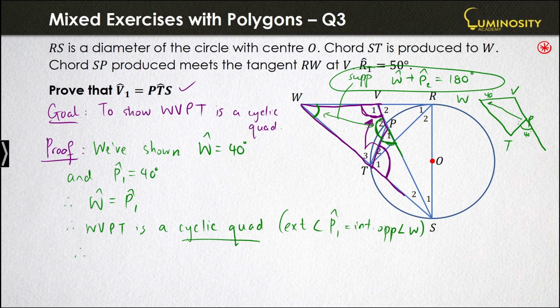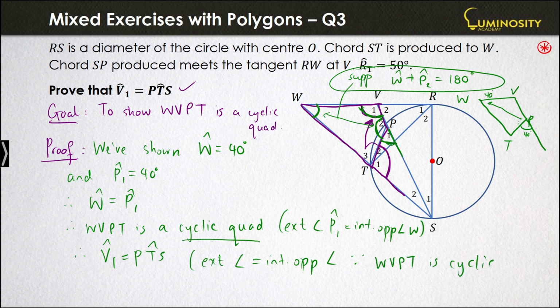So therefore, because it's a cyclic quad, we must also have that angle V1, which is this angle here, is equal to the exterior angle outside opposite it, which is angle PTS. Okay, and again, the reasoning is exterior angle equals interior opposite angle because WVPT is cyclic. Okay, and that would end your proof there.